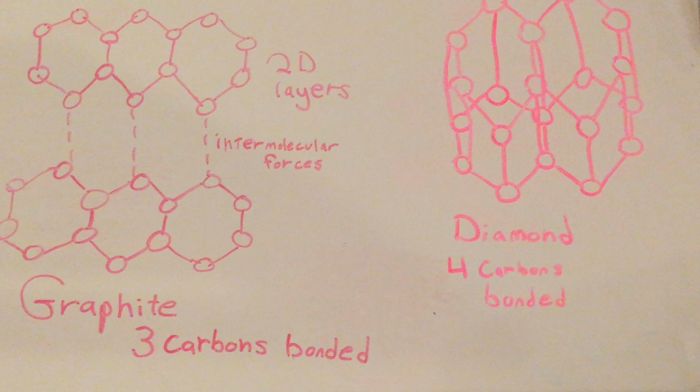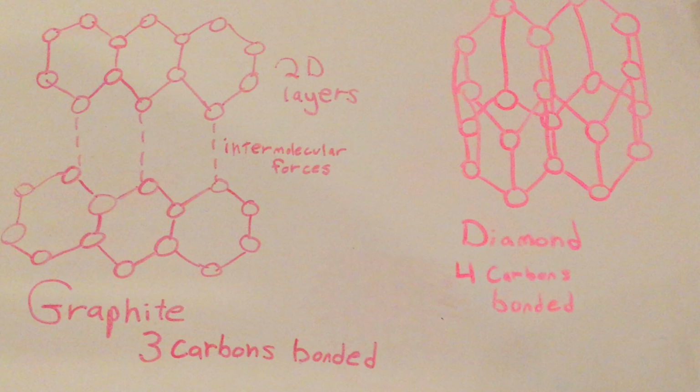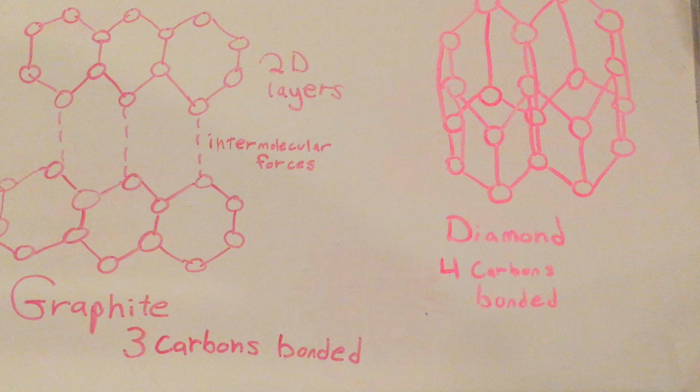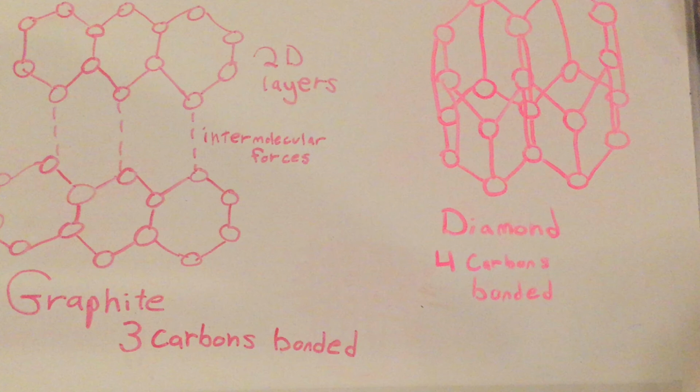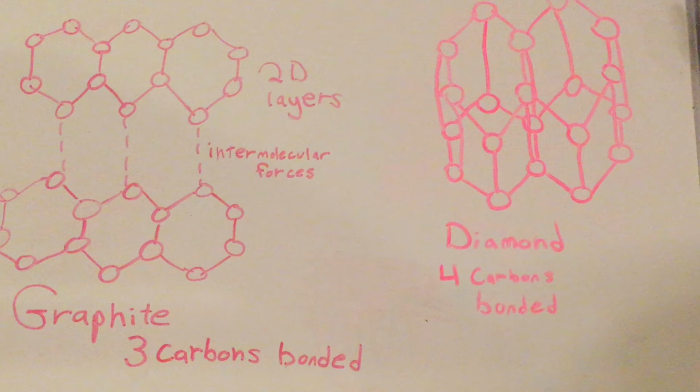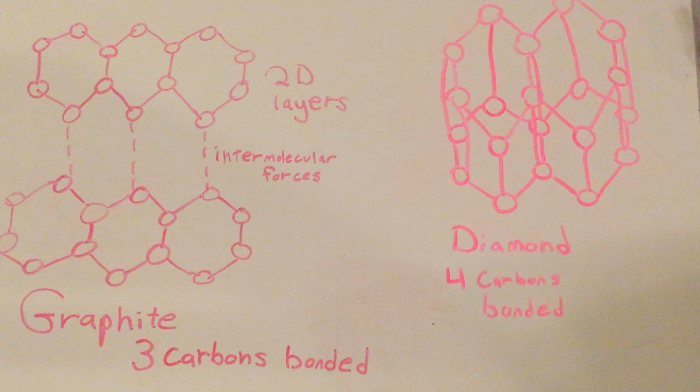These layers are held together by intermolecular forces, which are easy to break, such as when you are writing with a graphite pencil. Whereas in diamond, each carbon is bonded to 4 other carbon atoms, forming a 3D structure which is extremely strong.